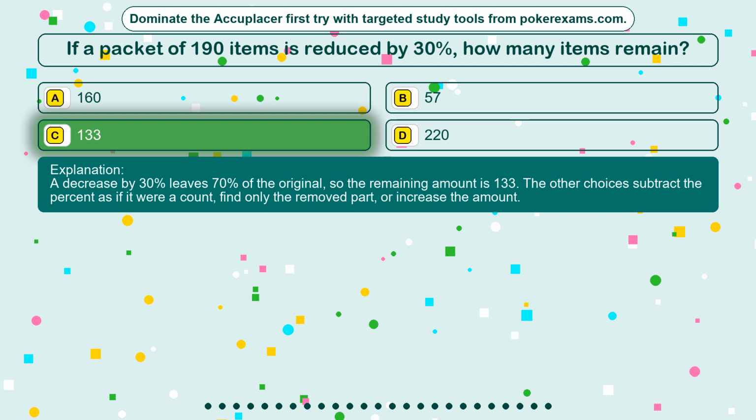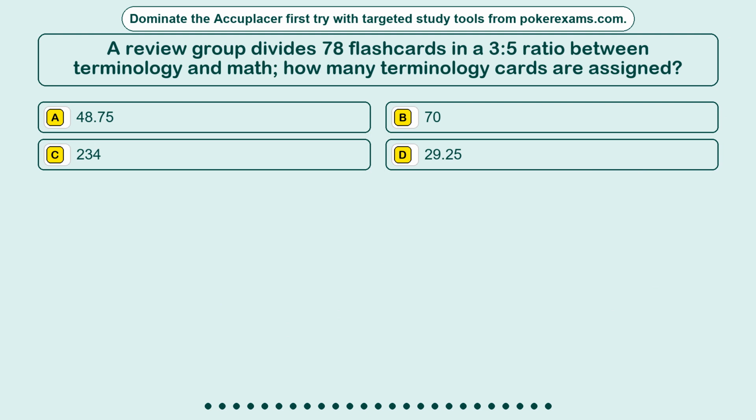Question 5. A review group divides 78 flashcards in a 3:5 ratio between terminology and math. How many terminology cards are assigned? Option A, 48.75. Option B, 70. Option C, 234. Option D, 29.25.